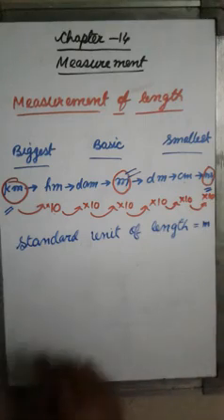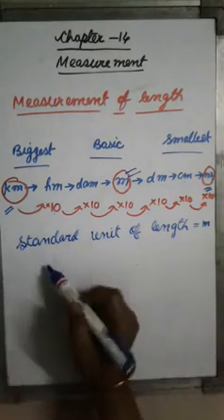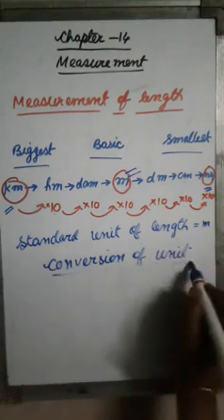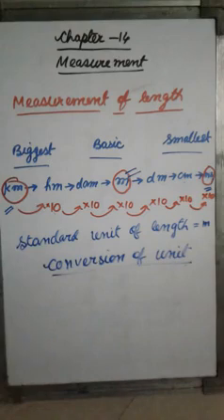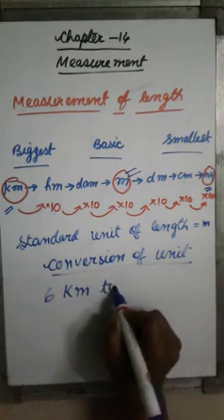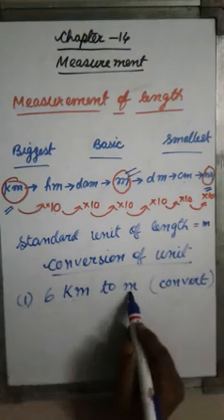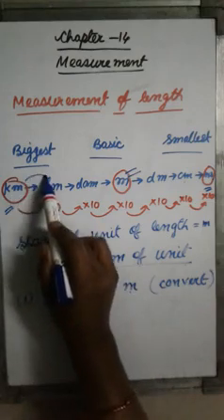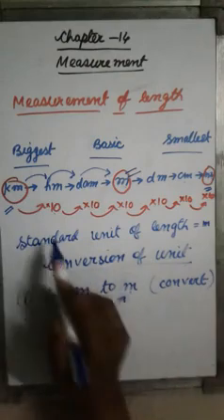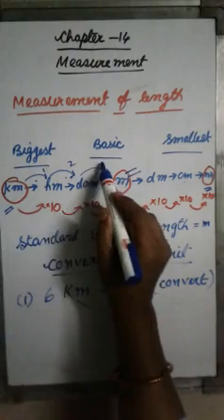So, in conversion of unit, how we can use this scale, I will show you from activity 1. So, conversion of unit, how to convert? Conversion of unit is the topic of discussion. Suppose I have to convert 6 kilometer to meter. Convert what? Kilometer to meter. You see here, kilometer, one step, two step, three step. From kilometer to meter, we have to go one step, two step, and three step.